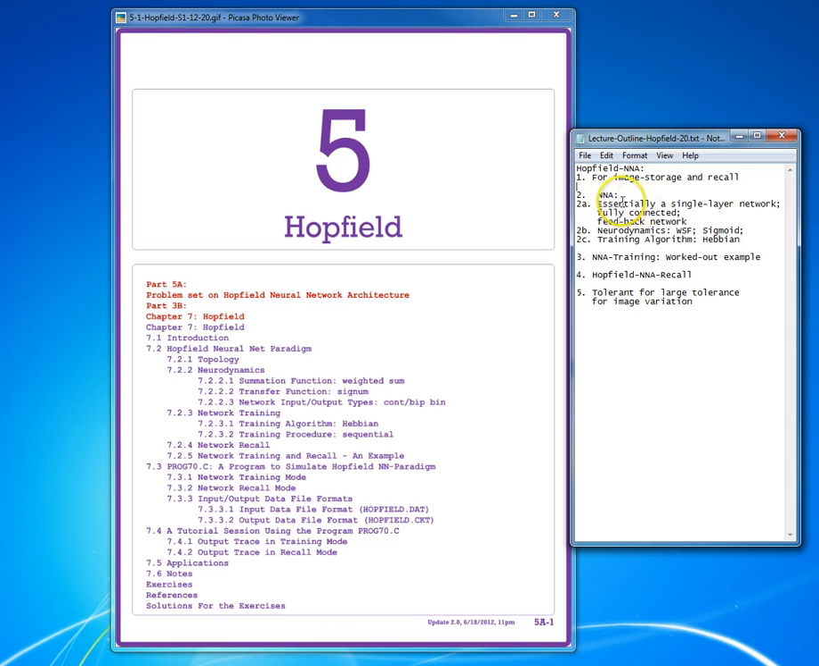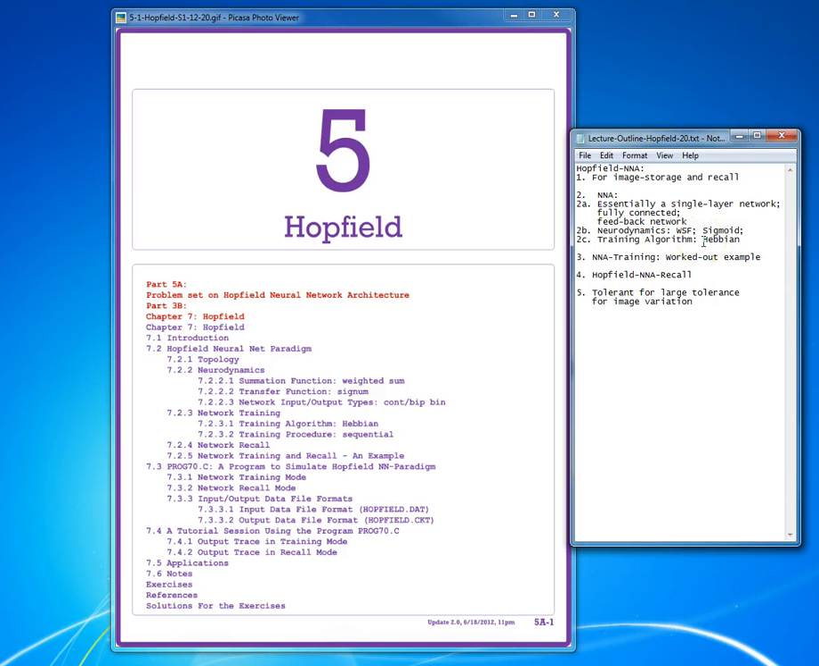It's essentially a single layer network. It's fully connected with no self feedback. It is a feedback network. In terms of the neural dynamics, it uses the standard weighted summation function, and it also has what's called a sigmoid transfer function. It uses what's called Hebbian training.